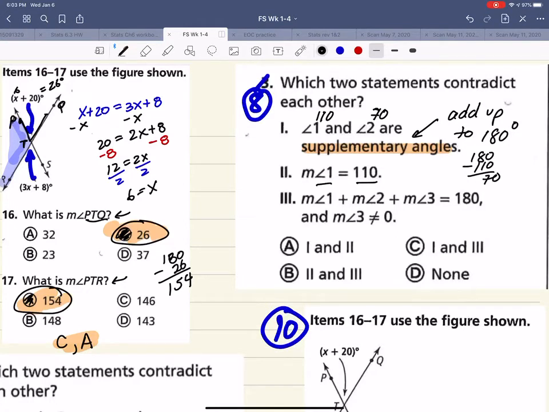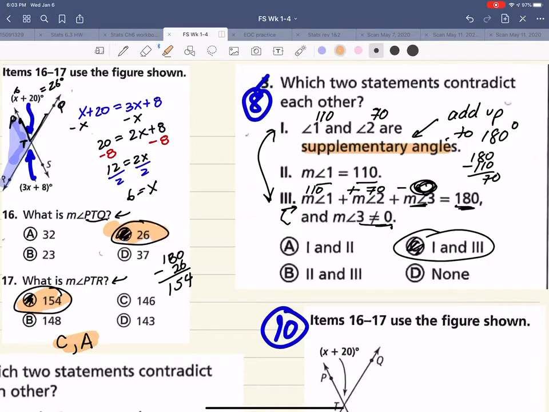Would it be possible then that 110 plus 70 plus some other angle add up to 180? And the answer would be no. So 1 and 3 can't both be true. Either they're supplementary or angle 3 would be a number other than 0. Because as we sit here, in order for this to be a true statement, we'd have to force angle 3 to be 0. So I'm going to select C. Statements 1 and 3 are contradicting one another.